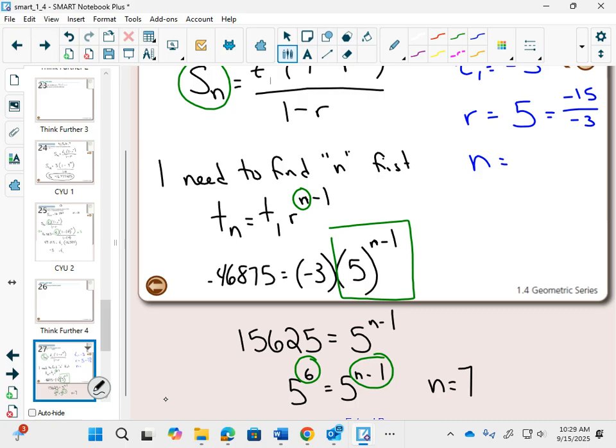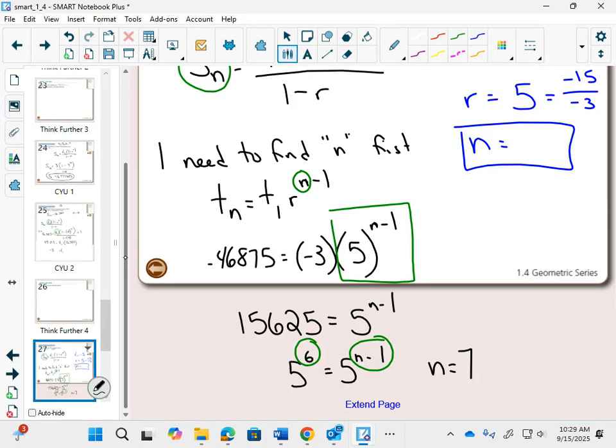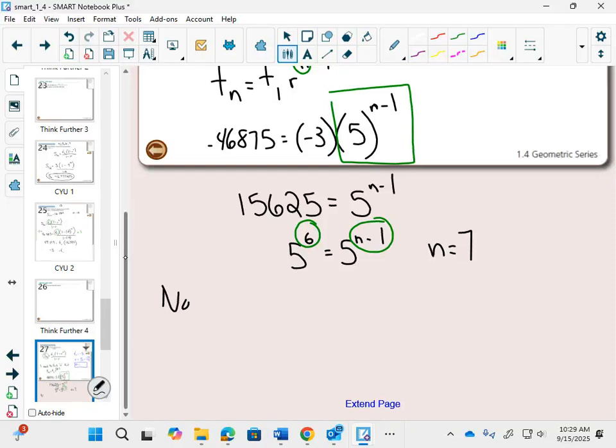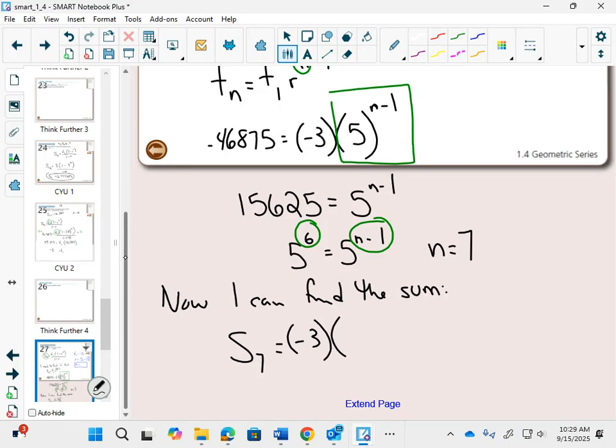And now I figured out the last piece of information for my other formula. I needed to know that there were 7 terms. Once we found 7, so I need to find n first. Now I can find the sum. So the sum of my first 7 terms, now that I know n is 7, is equal to term 1, which we figured out was -3, times 1 minus r, which was 5 to the n, 7, over 1 minus 5.